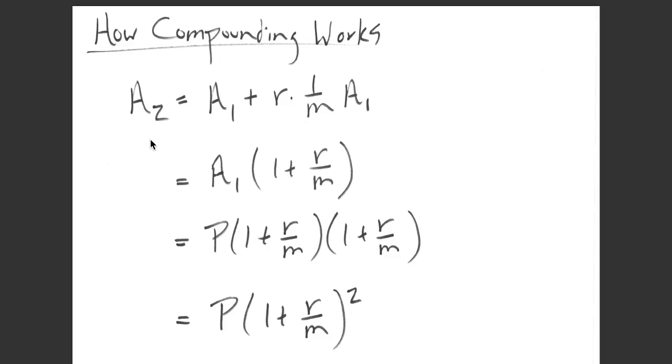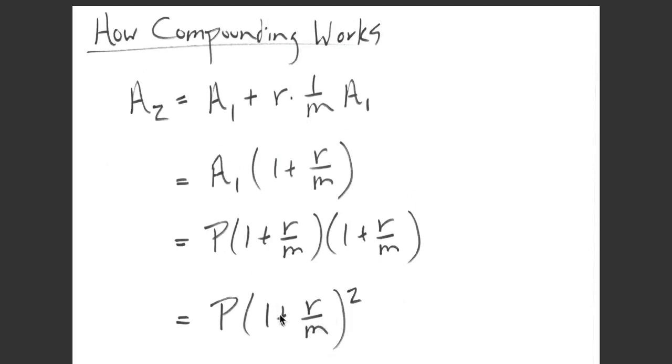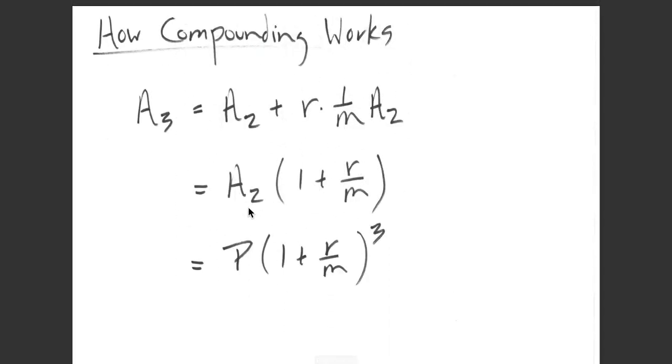Well, that pattern actually continues. Let's just look at the third period. You have the principal you had at the end of the second period, plus the interest you earn on that principal during the third period. And so we get A2 times the quantity 1 plus r over m. And then from our previous slide, we know that A2 is P times 1 plus r over m squared. And so making that substitution here, we wind up with P times 1 plus r over m cubed.